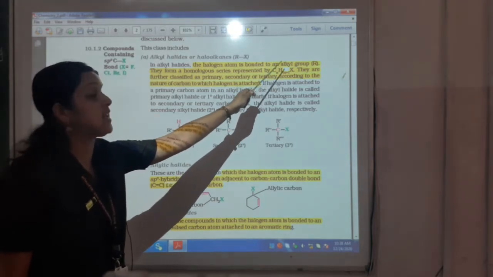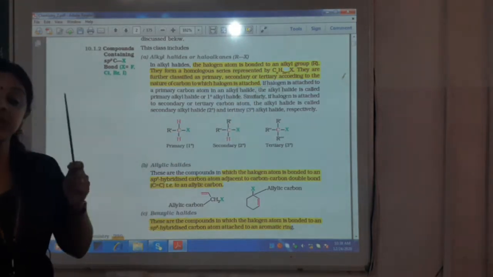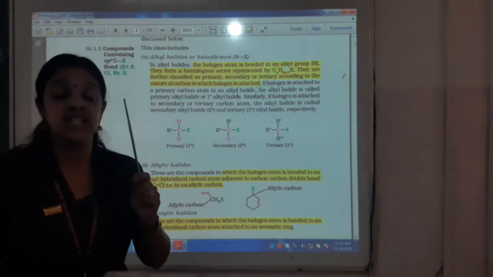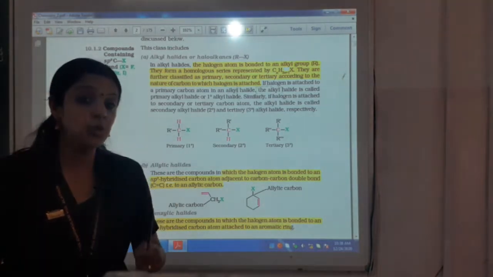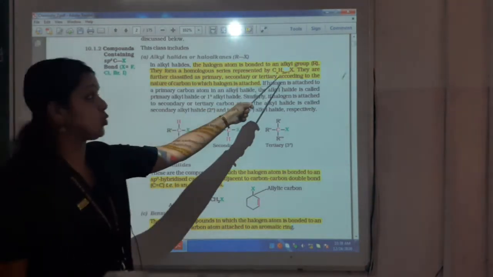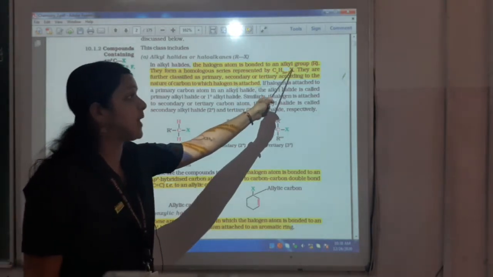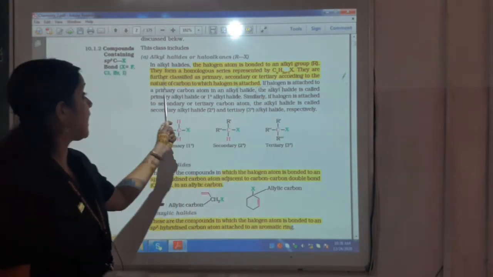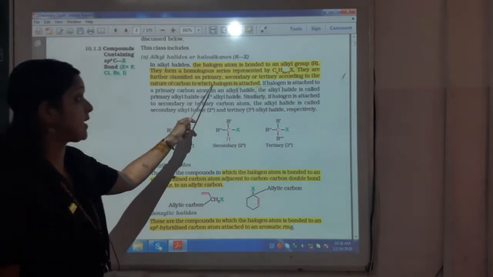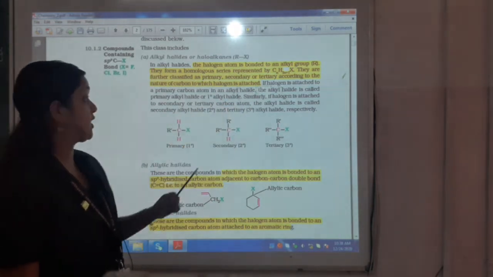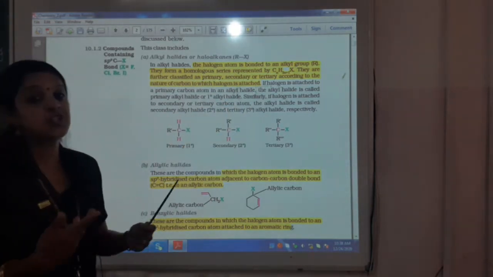They form a homologous series represented by CnH2n+1X. We know what the general formula for alkanes is, CnH2n+2, where in place of the plus 2, one of the hydrogens is replaced by a halogen. So they are further classified as primary, secondary or tertiary depending on the nature of the carbon.